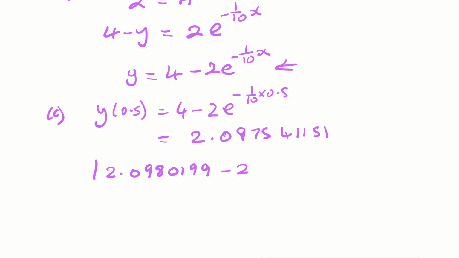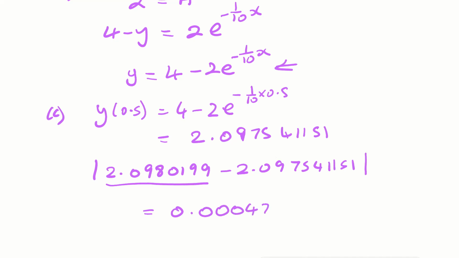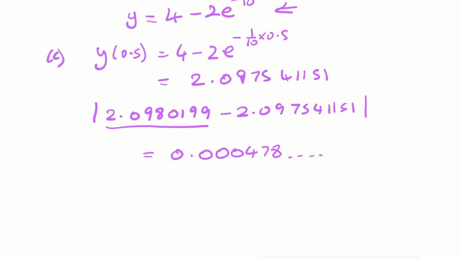And so the absolute error is 2.0980199 take away 2.0975411151, this value having come from earlier in the question in part A. And if we do that, we get 0.000478 and so on. That 8 rounds, if you're going to round to 3 significant figures, we'll give it as 4.79 times 10 to the negative 4.